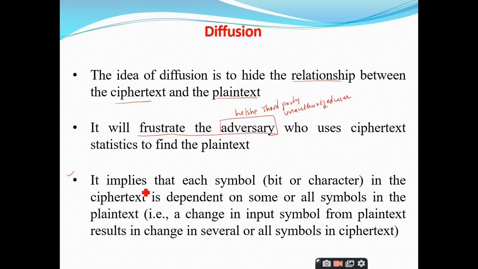And this is what I told. It implies that each symbol, bit or character in the ciphertext is dependent on some or all symbols in the plain text. So a change in an input symbol, which is a symbol present inside the plain text, results in a change in several or all symbols in the ciphertext. So diffusion gives the relationship between the plain text and the ciphertext.